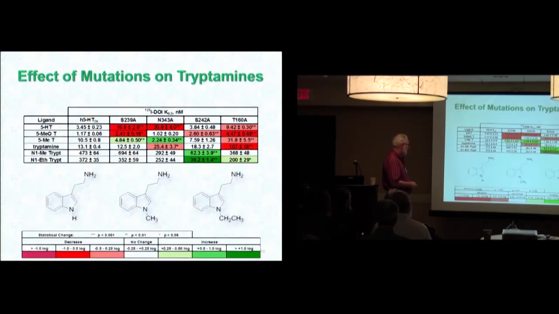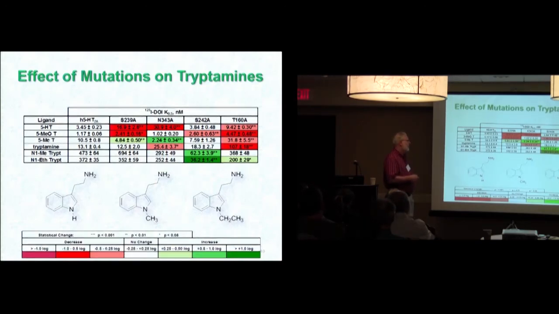Here's tryptamine, methyltryptamine, and ethyl. And so when we put methyl and ethyl here and turn 242 into an alanine, we see increased affinity. Again, I don't know what to tell you about T160. We're hoping that in our newest homology model, which we're just finishing now based on the crystal structure of the 2B, when we dock these, we'll be able to figure out what T160 does.